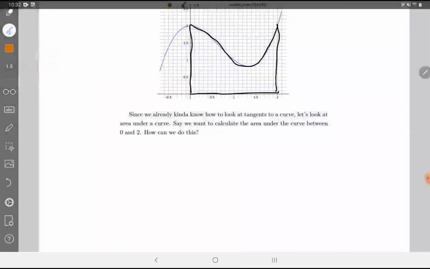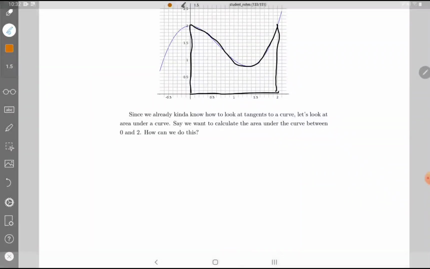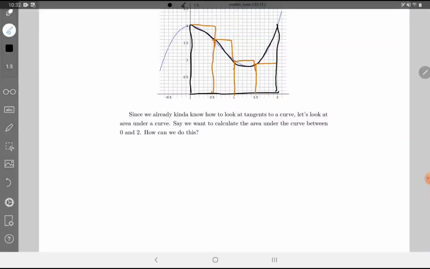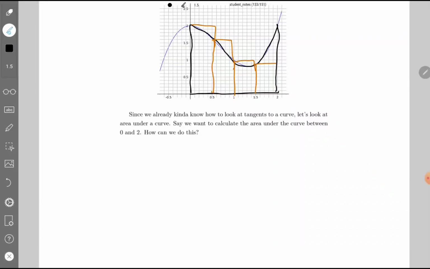Let me do orange. And we're going to cut this up into halves. So let me look at this line here, this line here, and this line here. And let's look at this rectangle plus this rectangle plus this rectangle and then this rectangle, right? We're going to have to keep our rectangles the same for all the cases. Since we always started from the left, I should make all of them from the left.